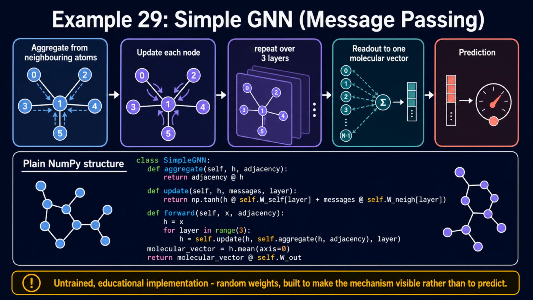Example 29 implements a simple message passing network from scratch in NumPy to make the mechanism visible. Each layer aggregates information from neighboring atoms, then updates every atom with its own features plus that aggregate, and you repeat this over 3 layers. A readout step pools the node features into one molecule-level vector for prediction. Note that this one is untrained and educational. The weights are random, so treat it as a diagram you can run, not a working model.